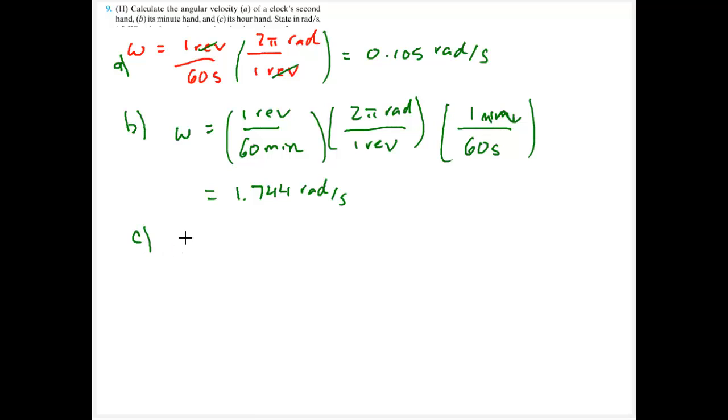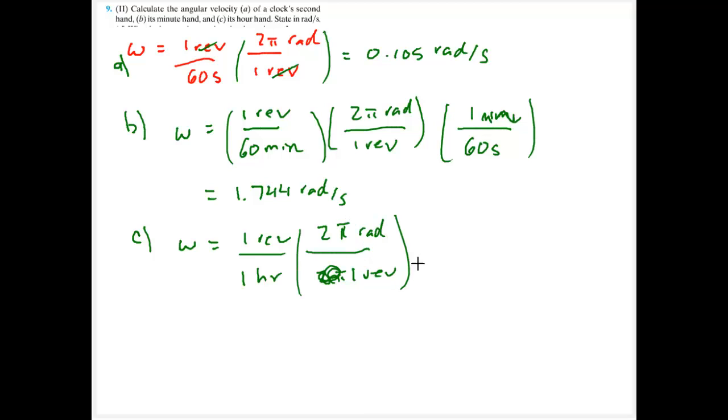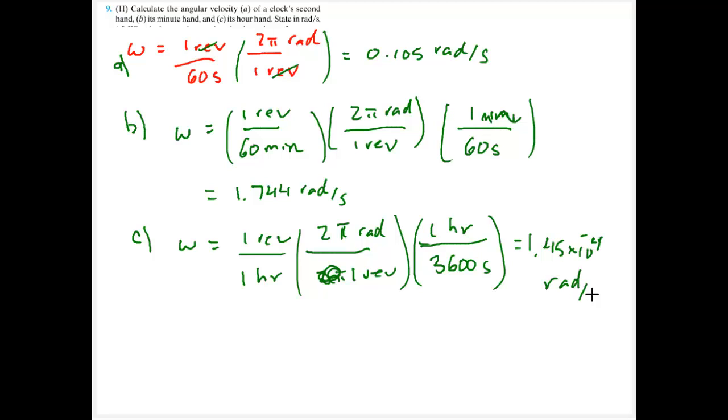Lastly, part C, the hour hand. It's going to make 1 full revolution every 1 hour. Same type of deal. 1 revolution, 2 pi radians. And I know that in 1 hour there's going to be 3600 seconds, so I'm going to be left with 1.45 times 10 to the negative 4th radians per second.